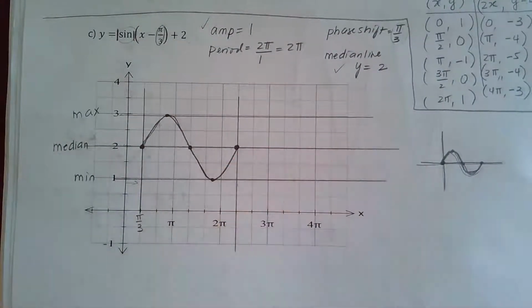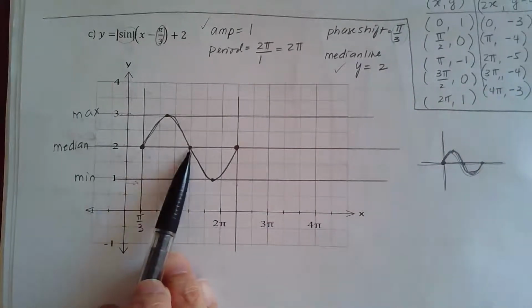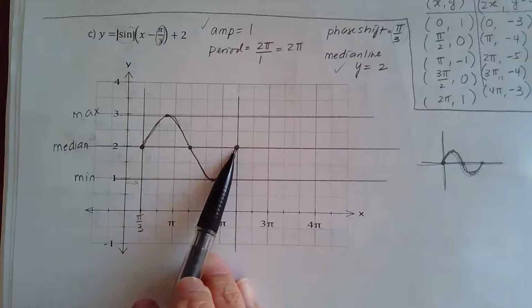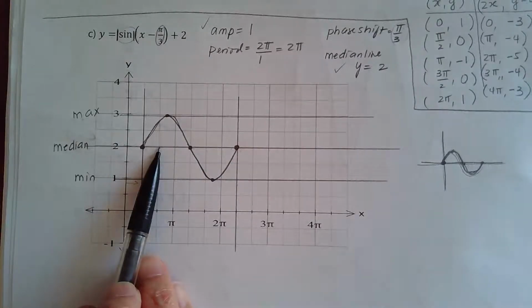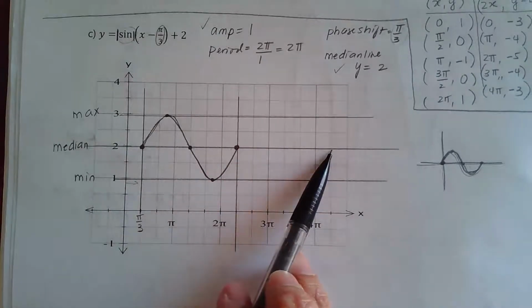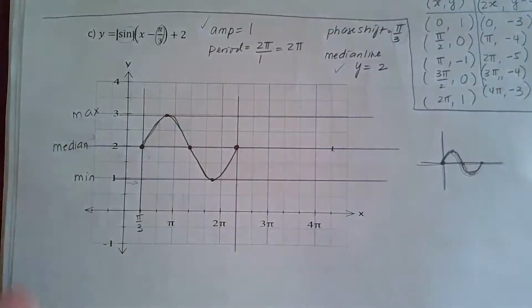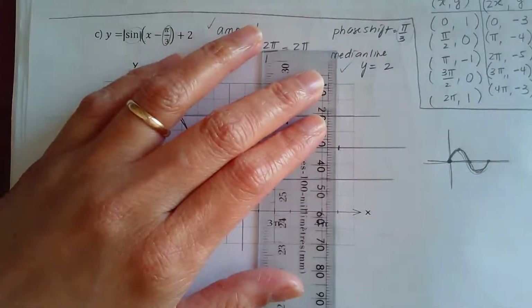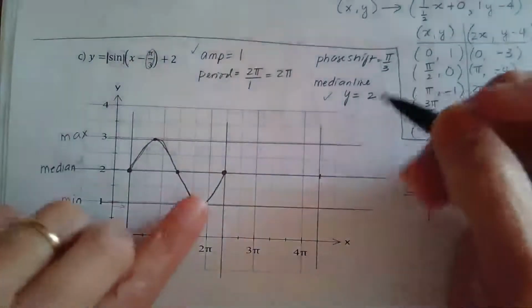So another 2 pi. So how many is that? 1, 2, 3, 4, 5, 6. So every part is at pi thirds. So 1, 2, 3, 4, 5, 6. So over here, repeat it all over again.